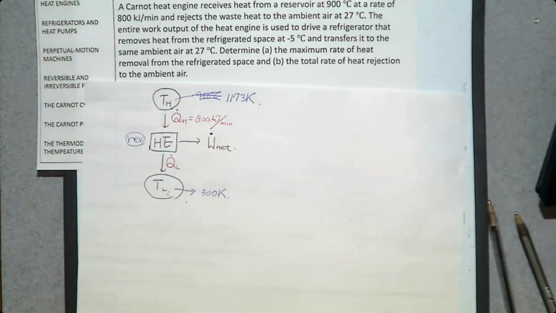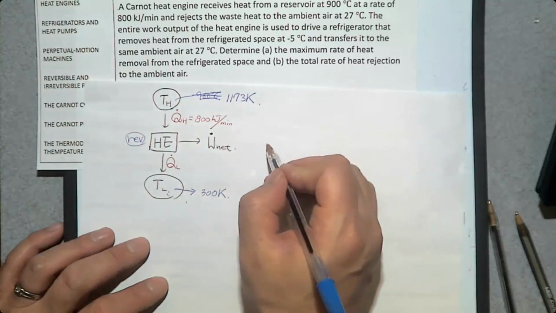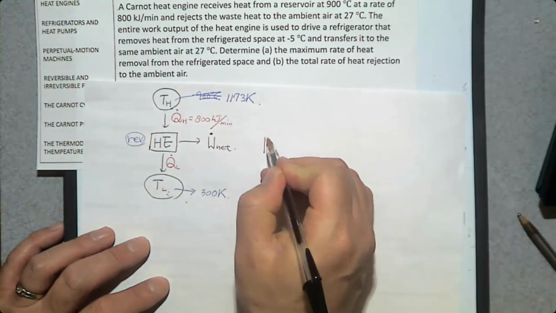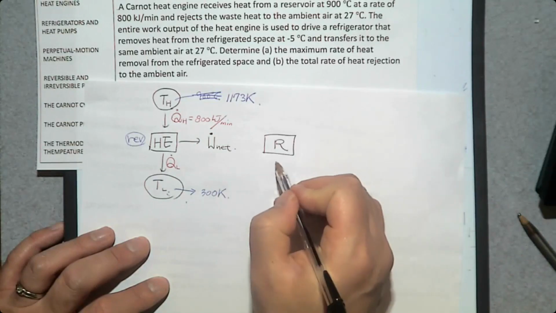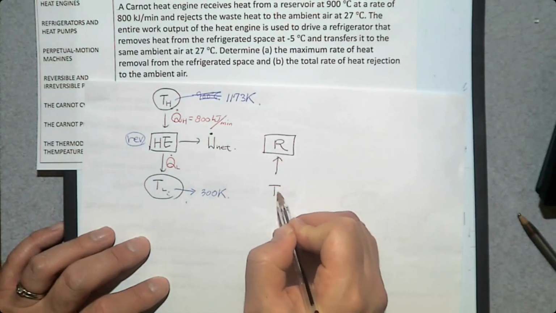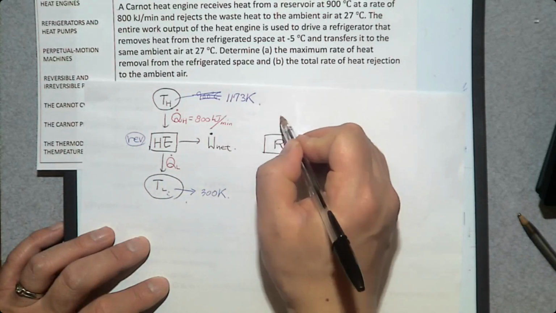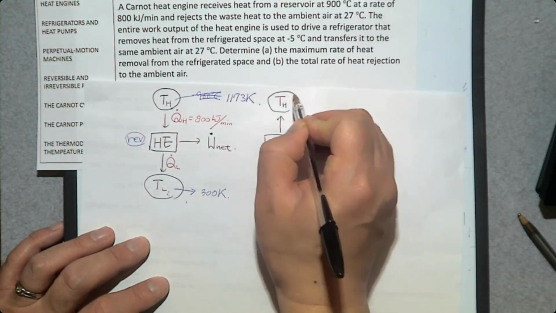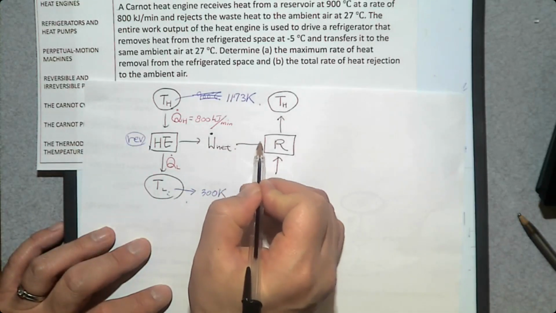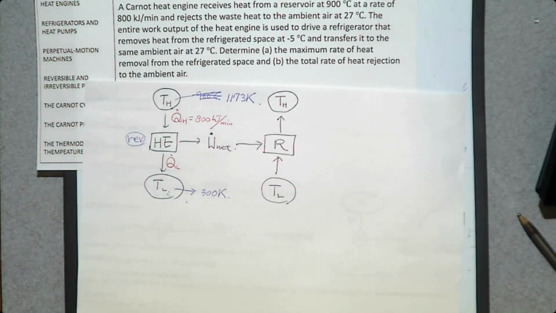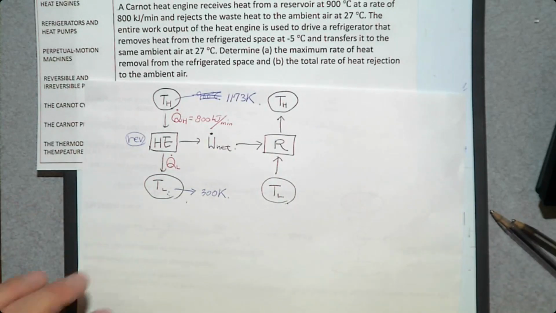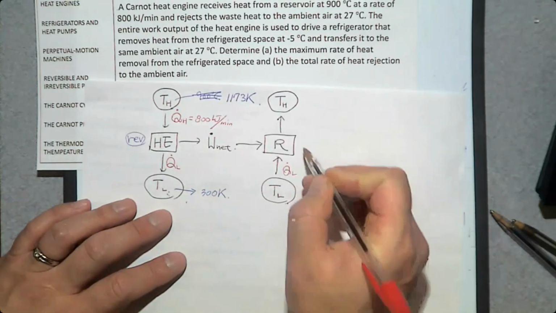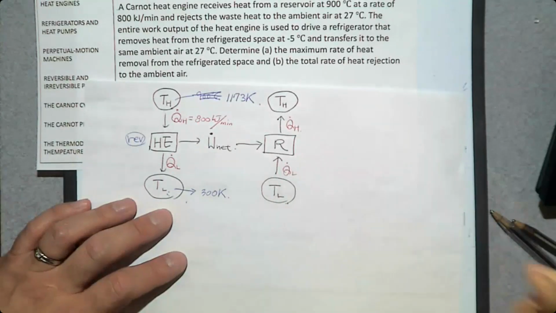And the entire work output of this heat engine is used to drive a refrigerator, okay, so there's a refrigerator coupled. And what does a refrigerator do? It absorbs heat from low temperature and rejects heat to high temperature, which is against the second law of thermodynamics. So we need to provide power. The rate of heat transfer is going to be Q dot L from low temperature, Q dot H to the high temperature.